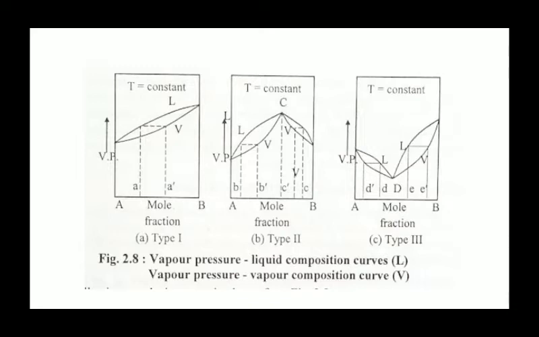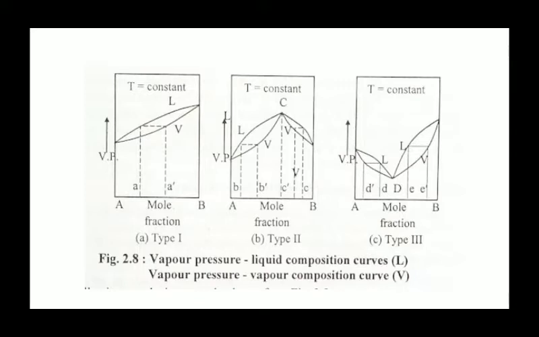The diagram of type third may be considered as being composed of two curves of type first, one of pure A and solution of minimum vapor pressure D, and the other of solution of minimum vapor pressure D and pure B. At a given temperature, the vapor pressure of pure B is larger than that of pure A. The liquid B volatilizes to a greater extent than the liquid A.